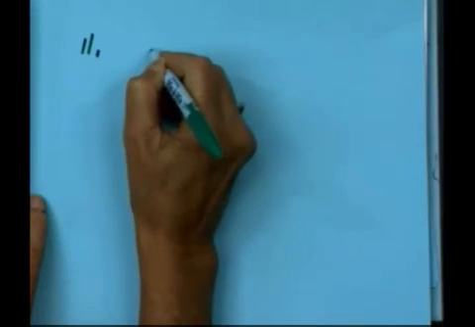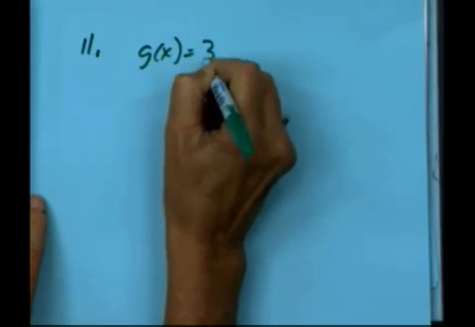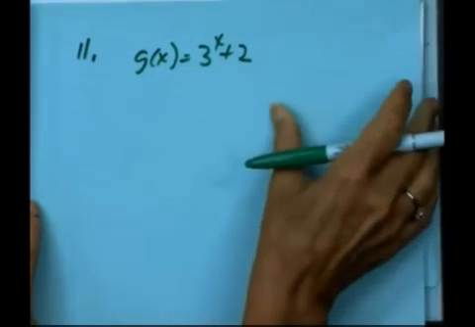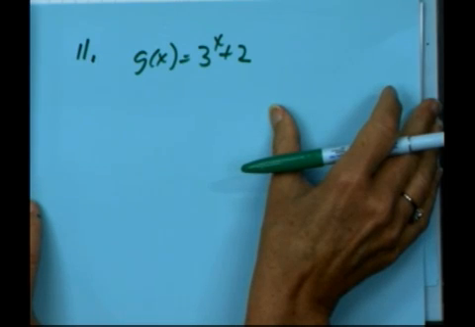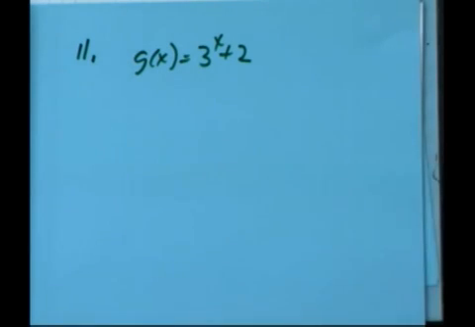Number 11. Okay. Number 11, you're given the function g of x equals 3 to the x plus 2. And you're supposed to graph it using transformations. I love this problem. We're going to state the domains, ranges, and the horizontal asymptotes. And we're going to find the inverse and the domain, range, and vertical asymptotes of the inverse. And then we're going to graph it. This is a great problem.